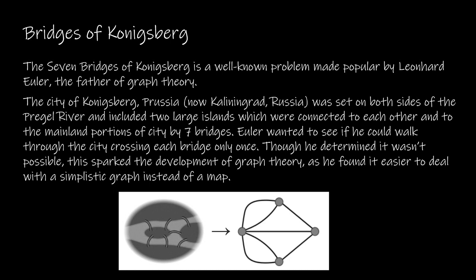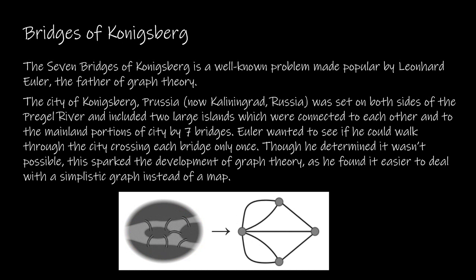So essentially how graph theory started is in the city of Koenigsberg, Prussia, which is now Kaliningrad, Russia. The city is set on both sides of the river, and there are two large islands that are connected, and there are a total of 7 bridges. And what Euler wanted to do is see if he could walk through the city, crossing each bridge only one time. So as you can see, this is sort of a zoomed in portion of the city.